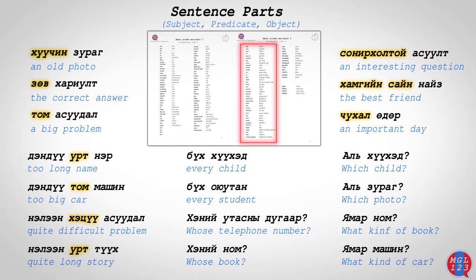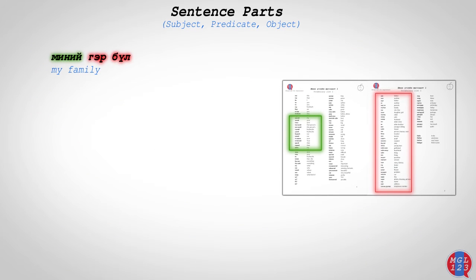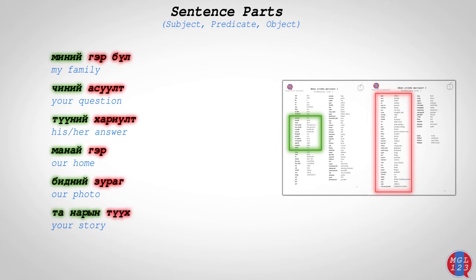Instead of adjectives, we can use possessive adjectives plus noun. For example, миний гэр бүл, чиний асуулт, түүний хариулт, манай гэр, бидний зураг, та нарын түүх, тэдний хаяг.